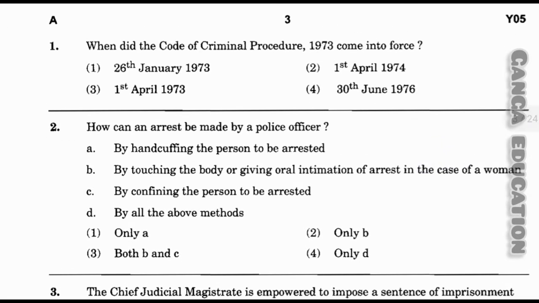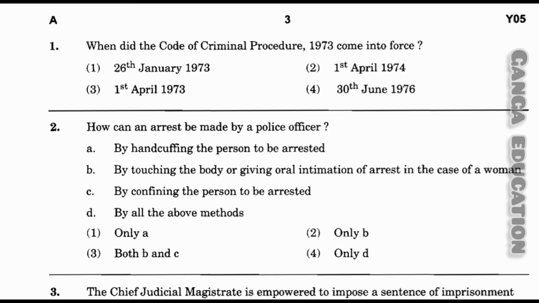Question number 1. When did the Code of Criminal Procedure 1973 come into force? Option number 1, 26th January 1973. Option number 2, 1st April 1974. Option number 3, 1st April 1973. Option number 4, 30th June 1976. And the correct answer is option number 2, that is 1st April 1974.